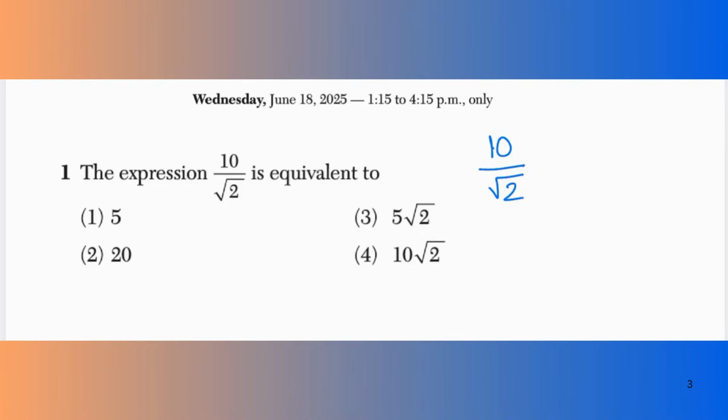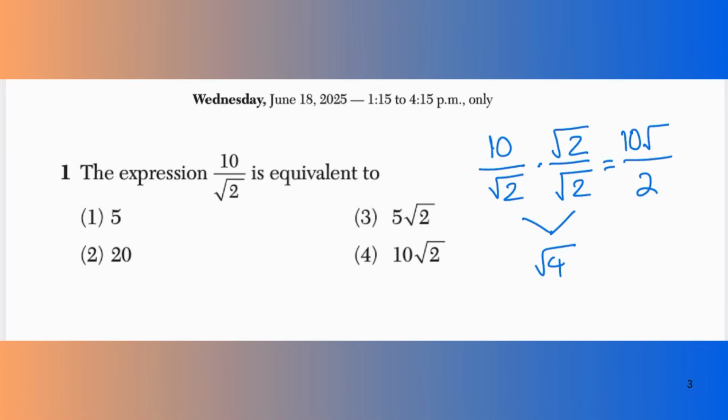The way that you do that is you multiply the numerator and denominator of the fraction by that exact denominator, by the square root of 2. What that's going to do is get rid of the irrational denominator. Why? Because the square root of 2 times the square root of 2 is the square root of 4. But the square root of 4 is just 2. So boom, just like that, the irrational denominator is gone. It's turned into a rational number 2. And then in the numerator, I have 10 times the square root of 2.